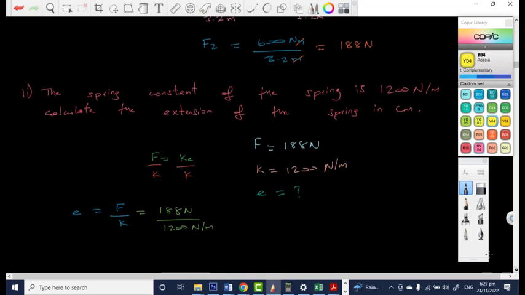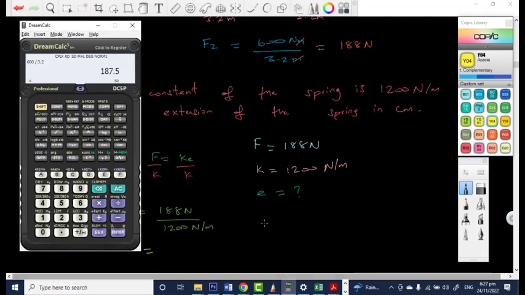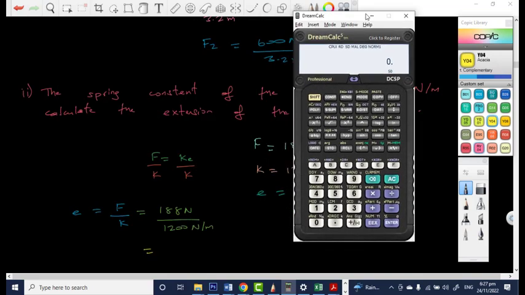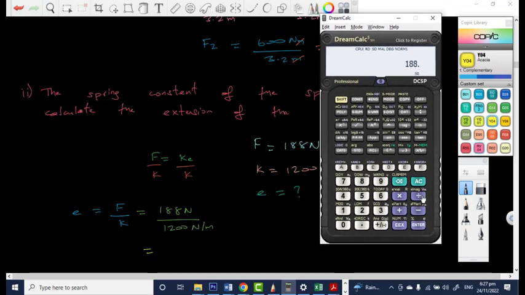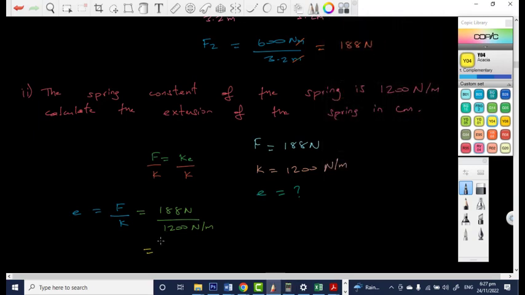Plugging this into a calculator, we should get a value of what? Anybody know what this is? 0.156, but if you round it up, I guess it will be 0.157. So let's say with two decimal places, or two sig figs, 0.16 if you round it up. Right, so 0.16 meters. That would be the extension.